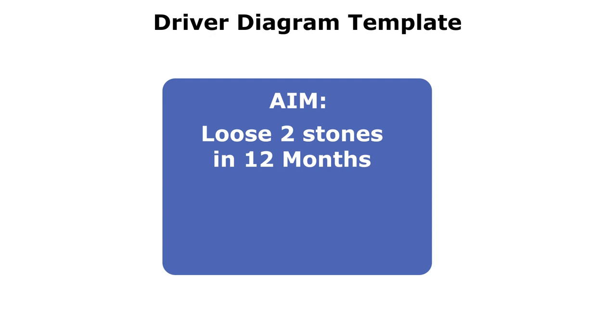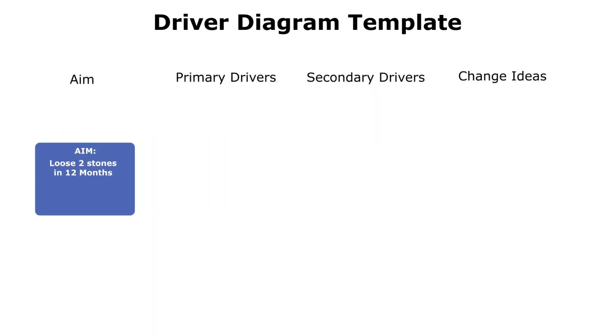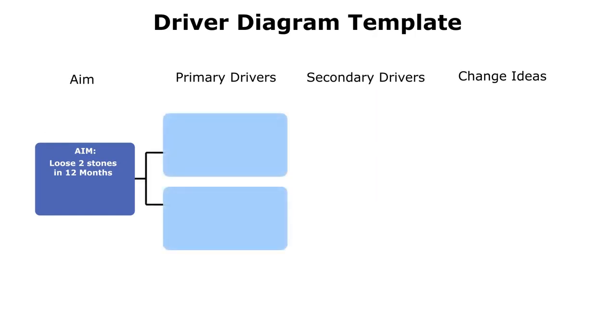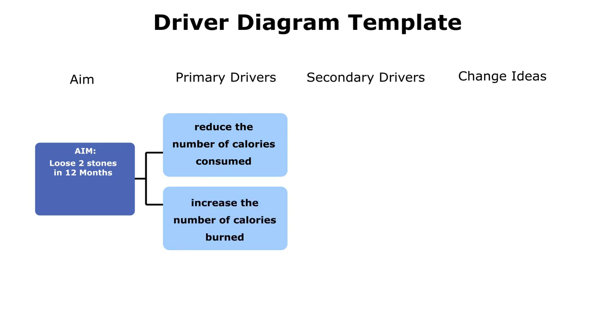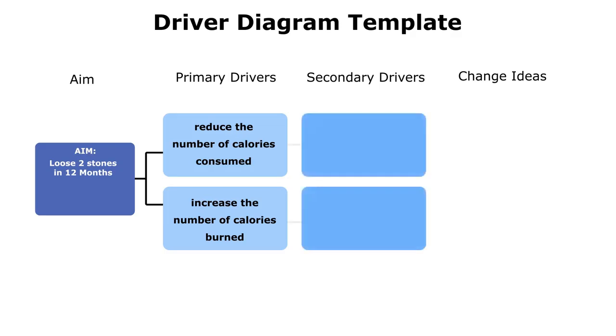The next step is to identify which of the factors are the primary drivers. These are the areas that need to be addressed to allow you to achieve your goal successfully. The primary drivers should be written as straightforward statements. Ideally, there should be no more than 3 primary drivers. In our example, we've identified 2. The first is to reduce the number of calories consumed, and the second is to increase the number of calories burned.